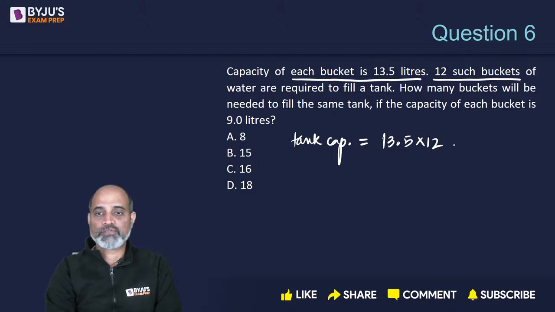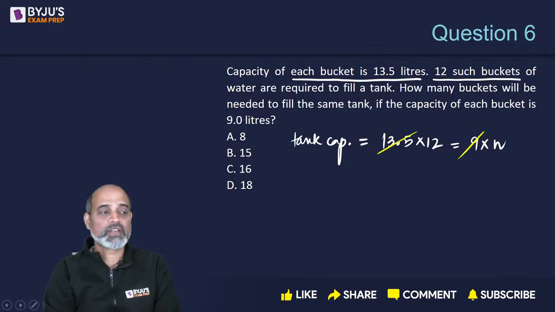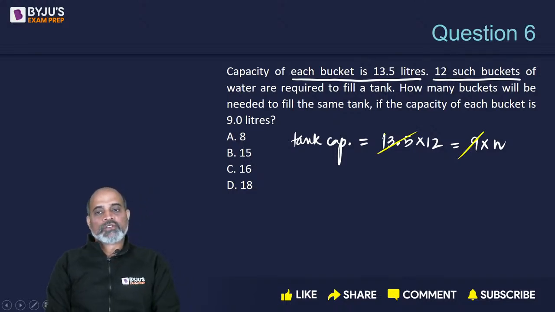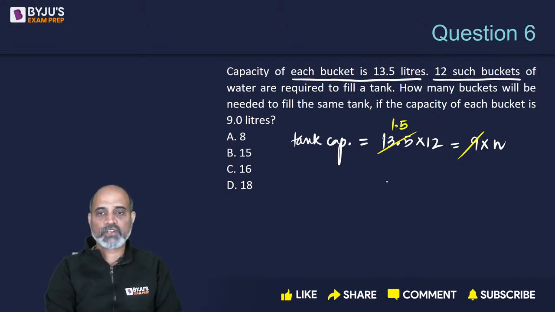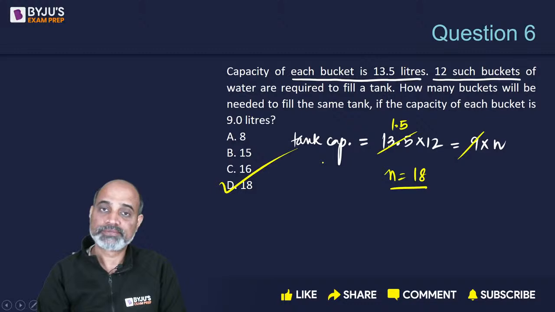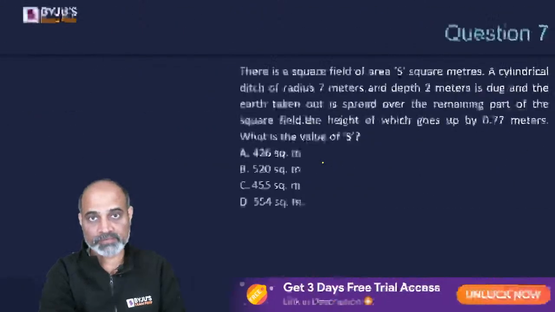Now we have to find out, with the capacity of each bucket being 9, how many buckets are required. So in order to solve this, this is 9 and this is going to be 13.5, so the ratio is 1.5. So we'll have n is equal to 12 into 1.5, that will result in 18. So we will need 18 such buckets of capacity 9 liters to fill the same tank, right?